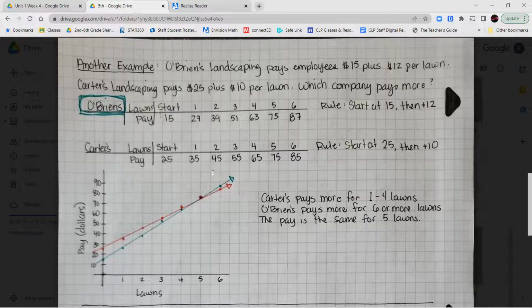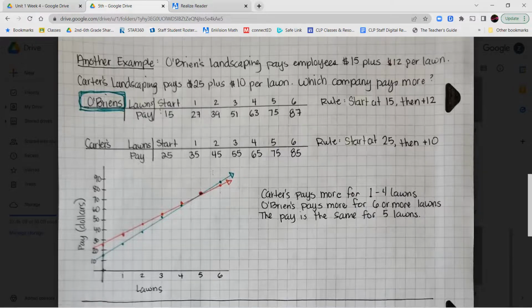Now, if I take those points and I plot them on my coordinate grid, I can see that they will cross at the 5, 75 mark. But Carter's will pay more if their employee is mowing 1 to 4 lawns, but O'Brien's will pay more if they're doing 6 or more lawns, and the pay is the same for 5 lawns.